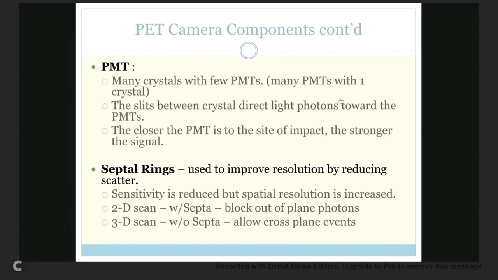Okay. And then we have your septal rings. The septal rings are used to improve the resolution by reducing scatter. Sensitivity is reduced but spatial resolution is increased. So you have a 2D scan with septa, which limits detection to within-plane photons, and then you have a 3D scan that does not have septa, and it allows for cross-plane events.